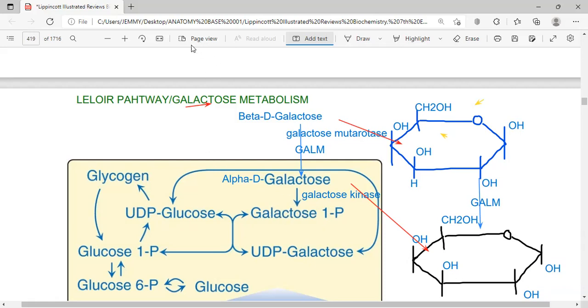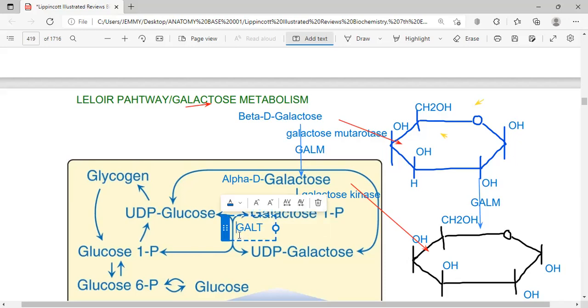Then galactose 1 phosphate is combined with UDP glucose, uridine diphosphate glucose. This reaction is catalyzed by an enzyme known as galactose 1 phosphate uridyl transferase, a very long name. I will simply write it as GALT, or you can simply call it galactose 1 phosphate transferase.